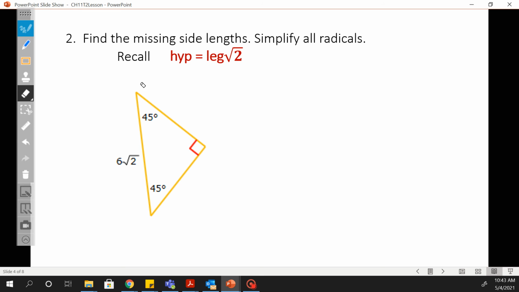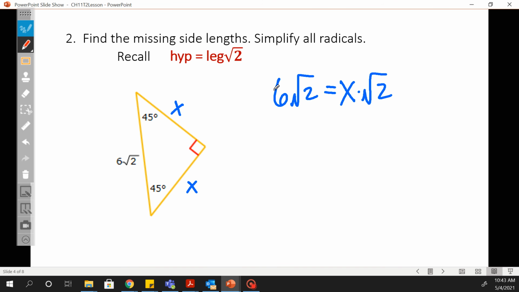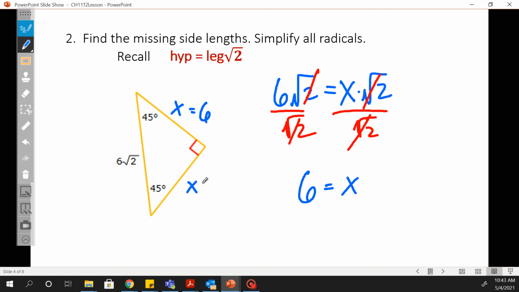Let's take a look at number 2. Find the missing side length, simplify all radicals. This is a 45, 45, 90. What we're given is the hypotenuse, so both of the legs are equal to each other. The hypotenuse is equal to the leg times the square root of 2. So the hypotenuse, which is 6 square root of 2, is equal to the leg x times the square root of 2. I can solve this for x by dividing by the square root of 2. So the side length x is equal to 6. Both of these sides are equal to 6: 6, 6, and 6 square root of 2.